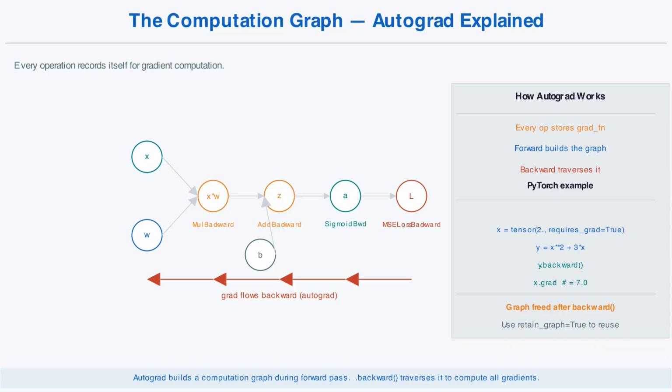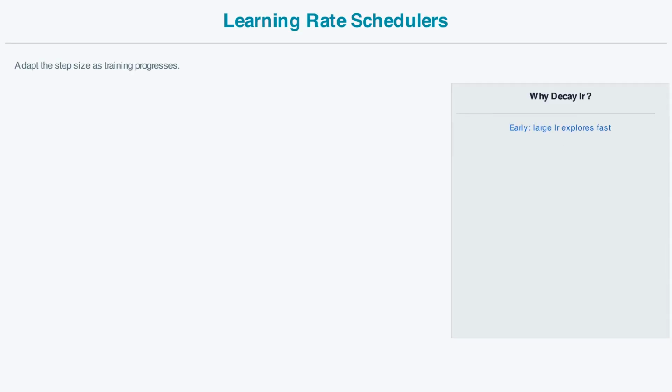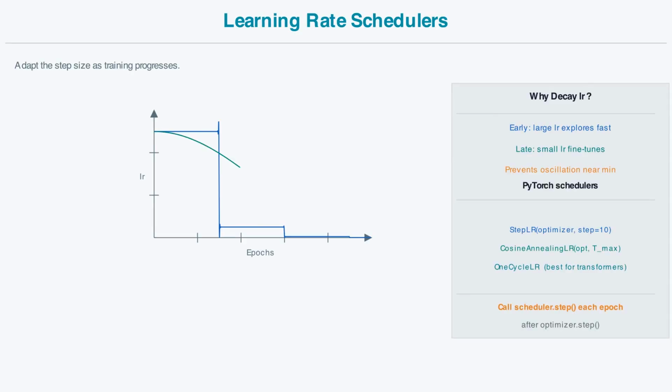This dynamic computation graph is rebuilt fresh for each forward pass, which is why PyTorch can handle variable length inputs and conditional logic naturally. The graph is freed after backward to save memory, unless you explicitly pass retain_graph equals true. The learning rate is perhaps the most important hyperparameter in training.